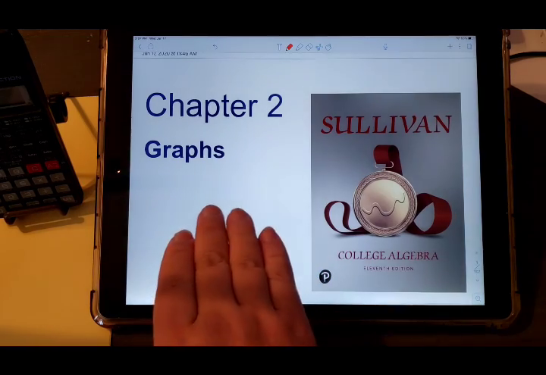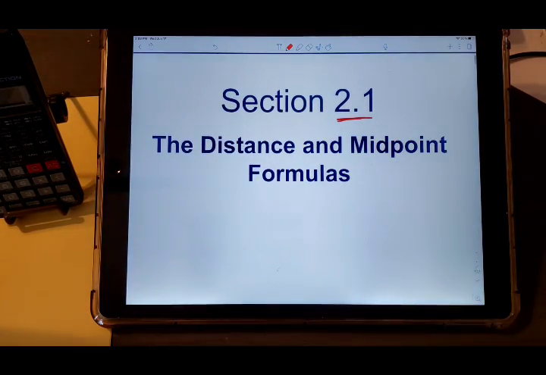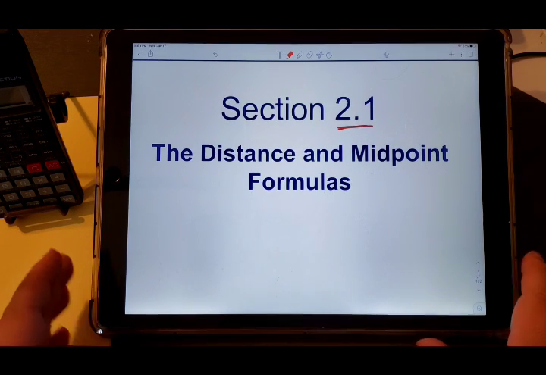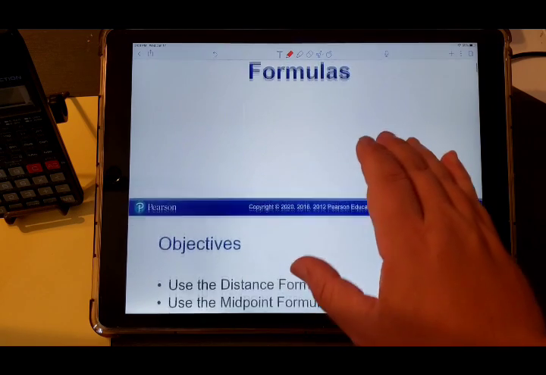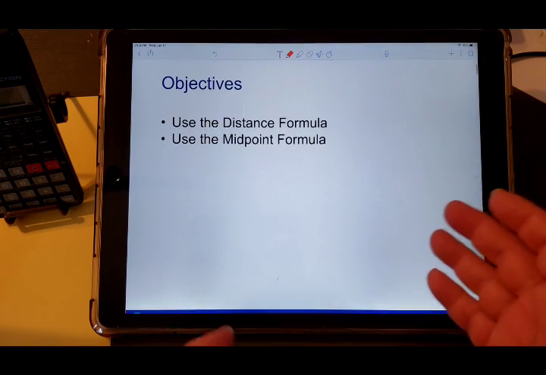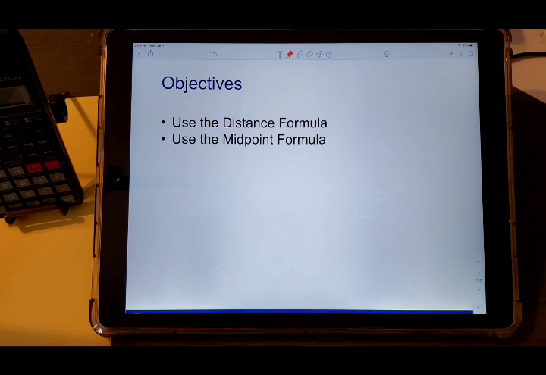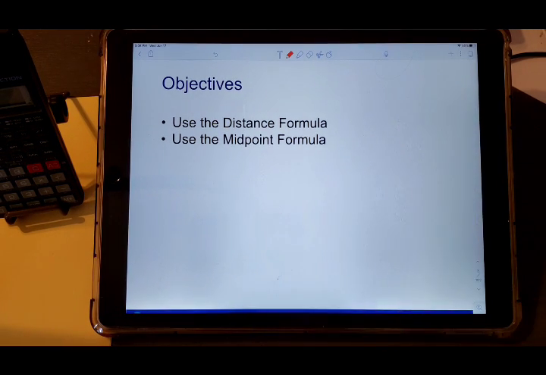All right, so chapter 2, section 2.1, the distance formula and the midpoint formulas. And I have a few other things to say about this, so it's not just the distance formula and midpoint formula. In other words, please don't tune out if you already know the distance formula and the midpoint formulas. Objective, use the formulas. And here's what I want to add to this. I want to say we're going to use the distance formula whether we have a picture or not.